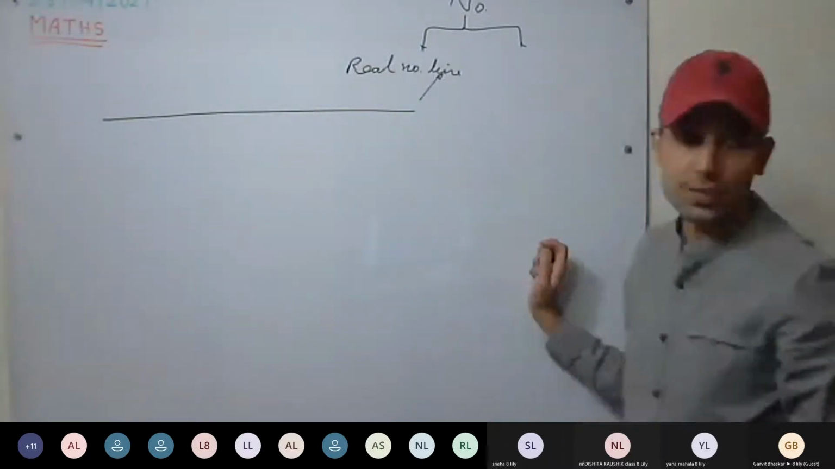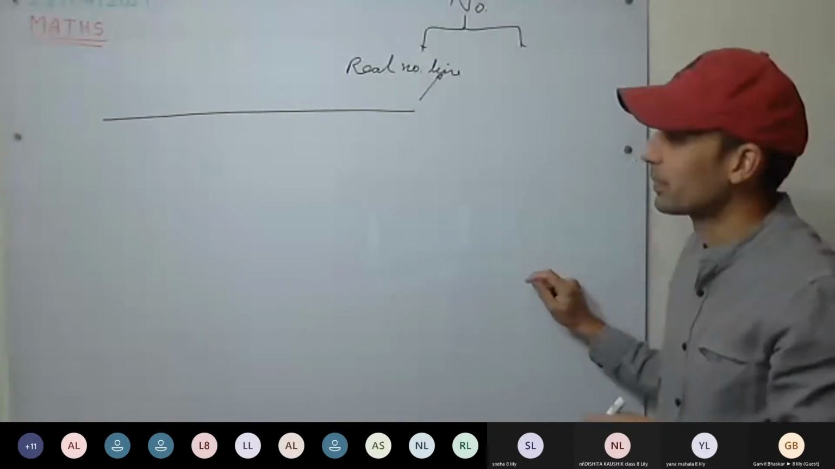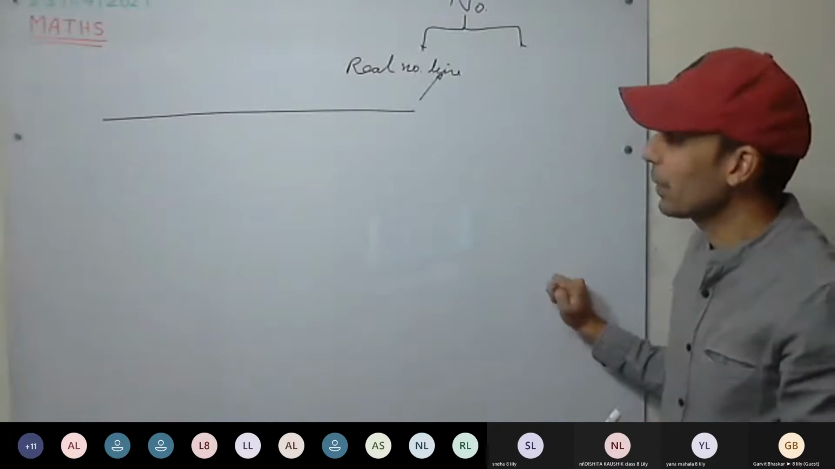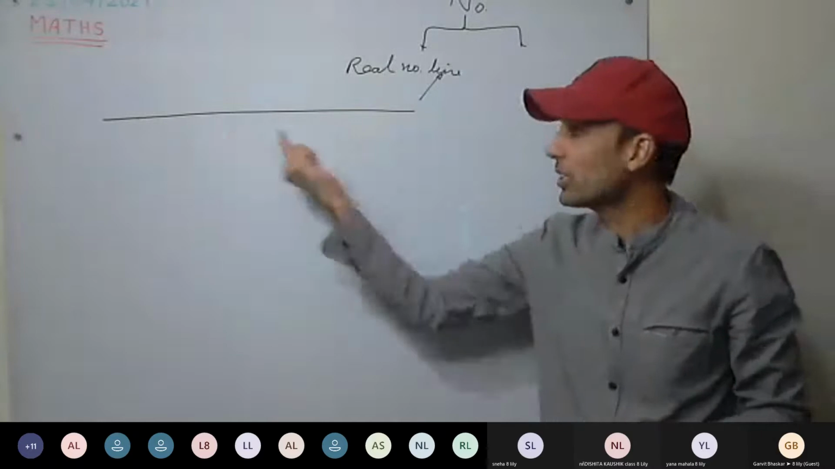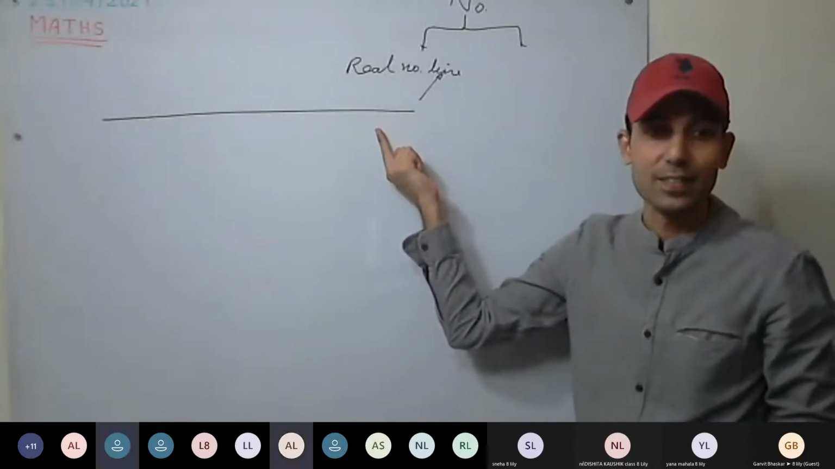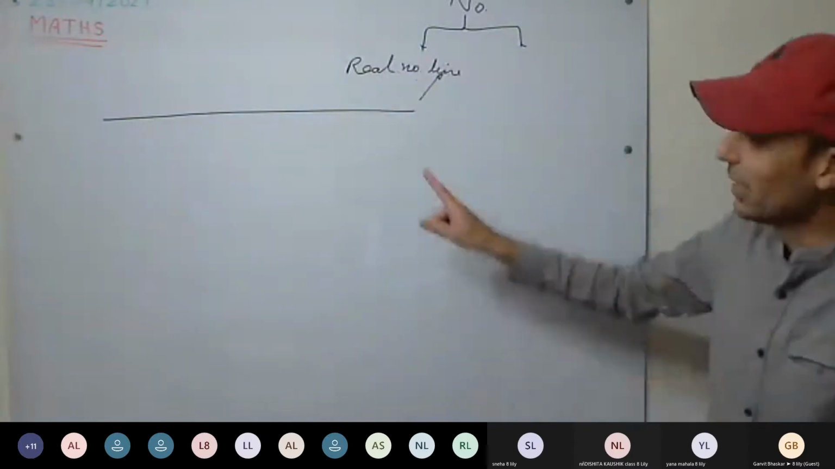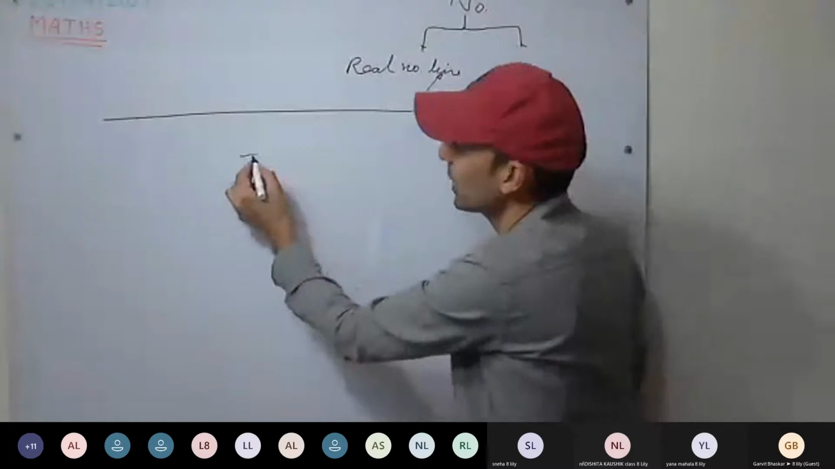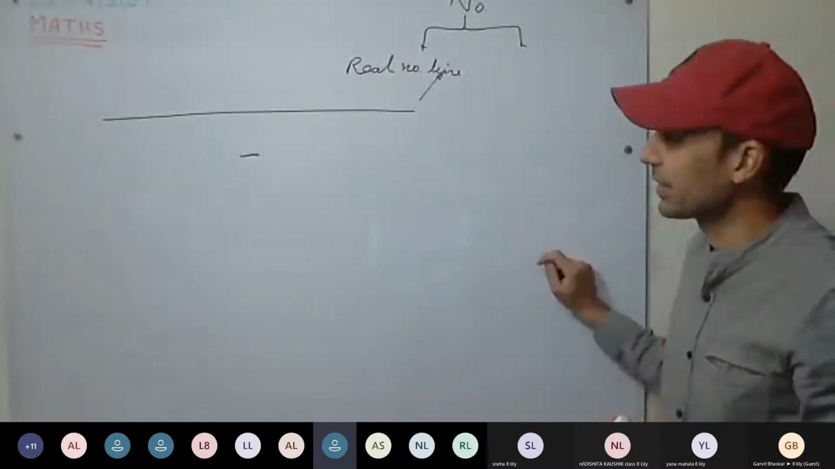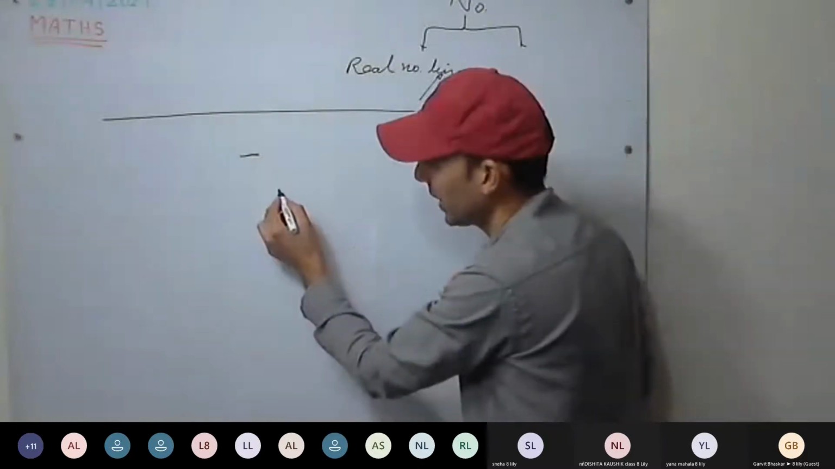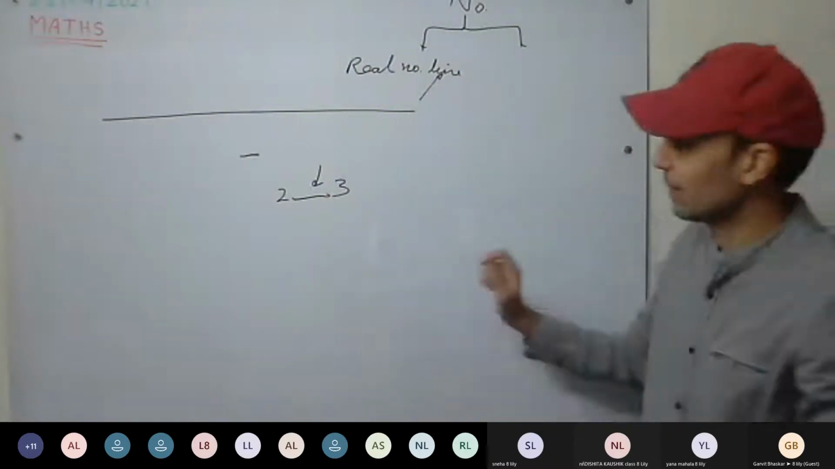How many numbers are there on this line? Anyone in class can reply. How many real numbers are there on this line? How many points are there on this line? Infinite. So infinite numbers are there. Between any two numbers, how many numbers can we insert? Infinite numbers we can insert.